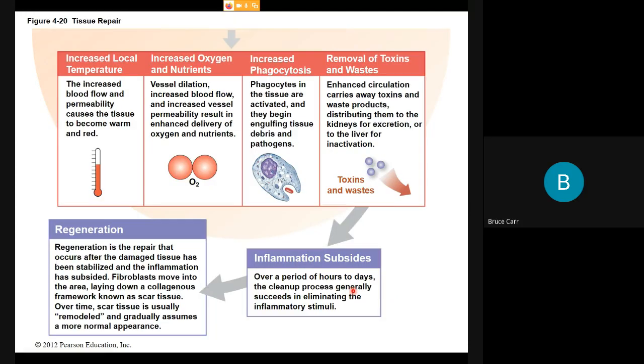So what happens with these damage chemical responses? With increased blood flow, the temperature goes up. The temperature is sort of like a local fever around the damage. That means that the increased temperature activates phagocytes. You can see here, increases phagocytes, our white blood cells, which can move on their own, move faster in that area of warmth. Oxygen and nutrient delivery is increased, as is removal of toxin and waste.